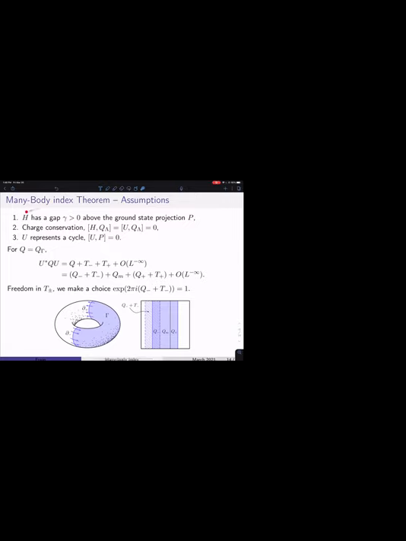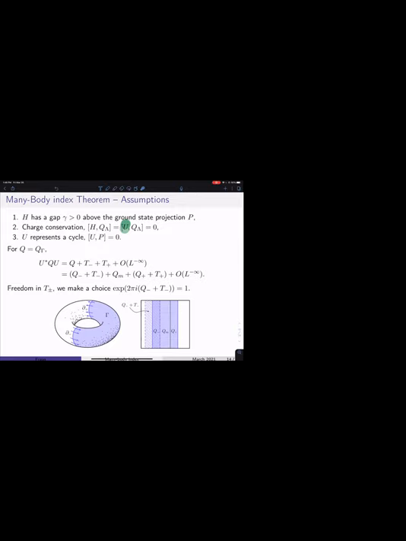So again, I will have a Hamiltonian with a gap above the ground state and the ground state projection P. I will have charge conservation, so the Hamiltonian is charge conserving, and I will add a unitary. So there will be a new object, a unitary, that is also charge conserving. So it conserves charge, but also it represents a cycle. So think of something like a Thouless pump, or in the case of the quantum Hall effect, think of this as threading the flux from 0 to 2 pi. It commutes with the ground state projection.